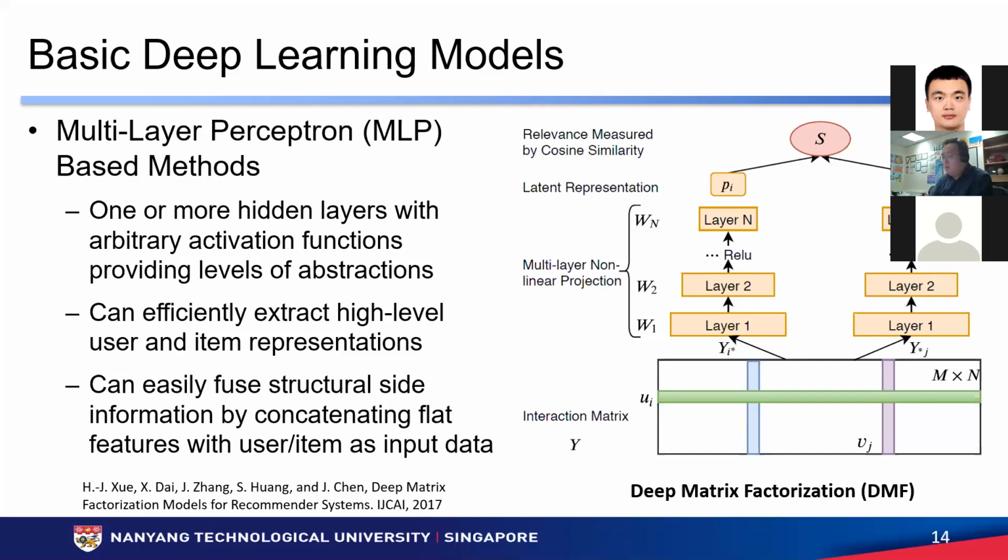And one example of this MLP-based model is this deep matrix factorization model. And this model just utilizes the multi-layer nonlinear projection to learn the user and item representation by making use of both implicit and explicit feedback. And it's actually published in this paper.